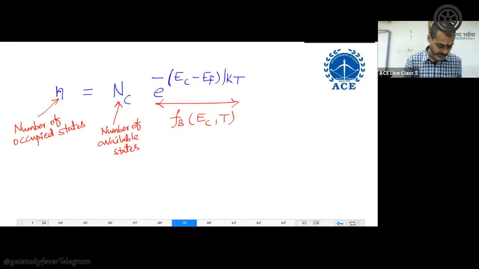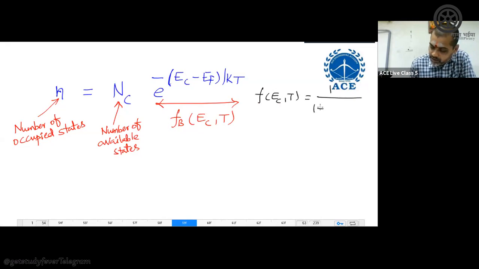Let me write the equation. F of Ec comma T is equal to what? It is 1 divided by 1 plus e power (Ec minus Ef) divided by kT. In place of E, I am putting Ec because I am calculating at the edge of the conduction band.